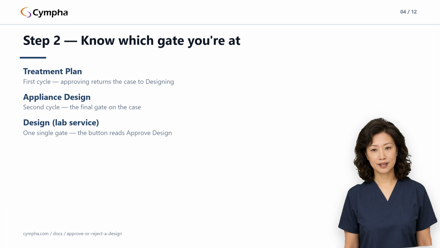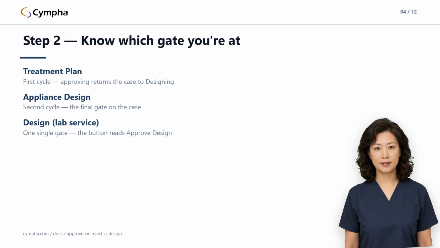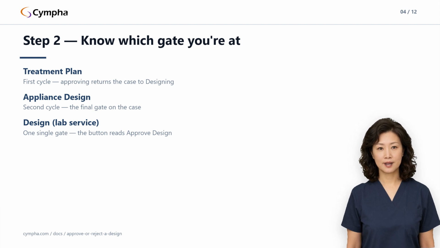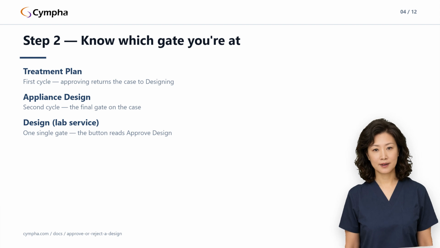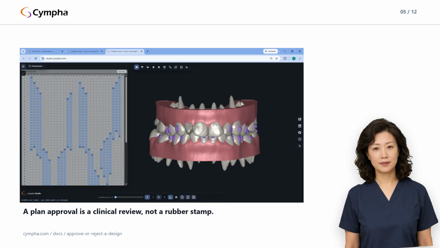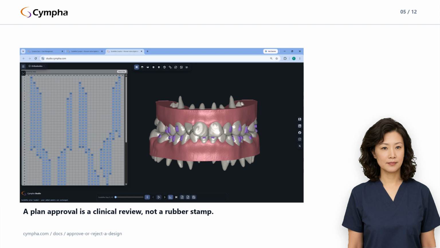A word on the review itself, especially for that first gate. The treatment plan is where the clinical decisions live, how far each tooth travels, where the IPR lands, where attachments go. This is the cheapest possible moment to catch a disagreement. 1 click sends it back with your corrections, and nothing downstream has been built yet. Catch the same issue after the appliance is designed, and you've spent a full design cycle. So take the 5 or 10 minutes seriously, and for an AlignerBot Phase 1 plan, consider dry running the staging before you decide. The buttons will still be there when you're sure.